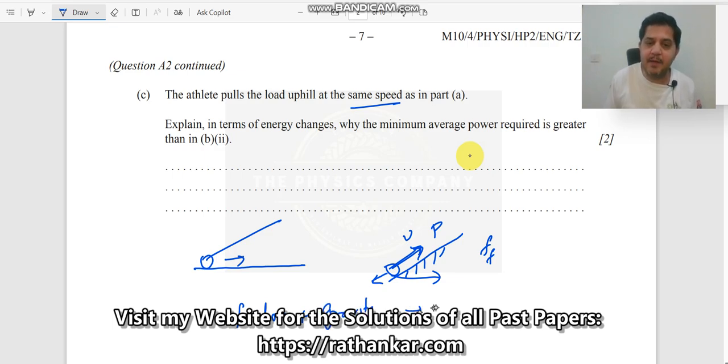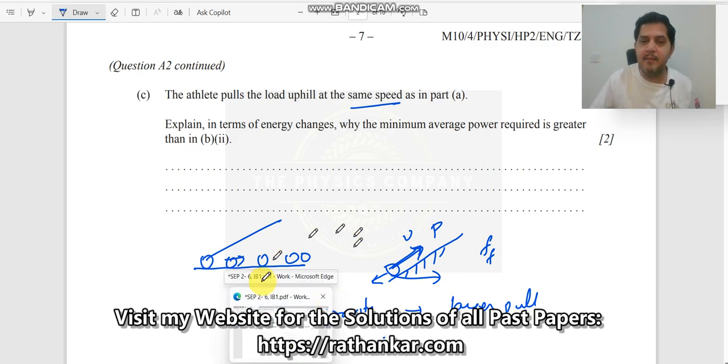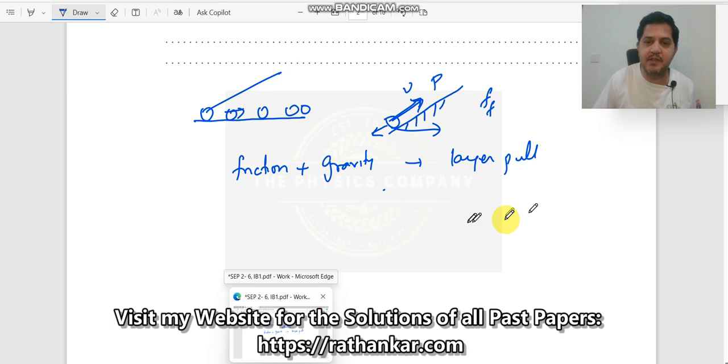So therefore you need to apply a larger pull. Earlier it was only due to the friction, no gravity there, because everywhere the gravity was one and the same. So you are not doing any work against the gravity, right? But here it is not so. You need to do work against both of them. So as a result of this, the power that you require is much higher.